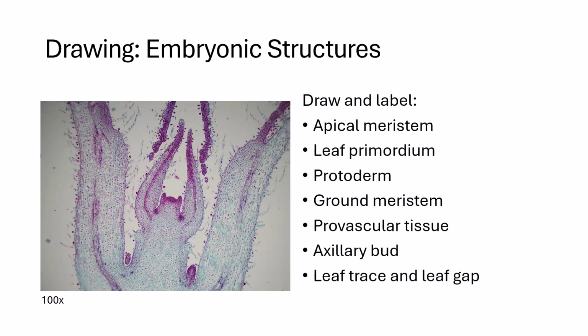Pause and draw the embryonic regions at the stem tip. Label the apical meristem, leaf primordium, protoderm, ground meristem, provascular tissue, axillary bud, leaf trace, and leaf gap. Focus on cell density and tissue organization rather than fine detail.